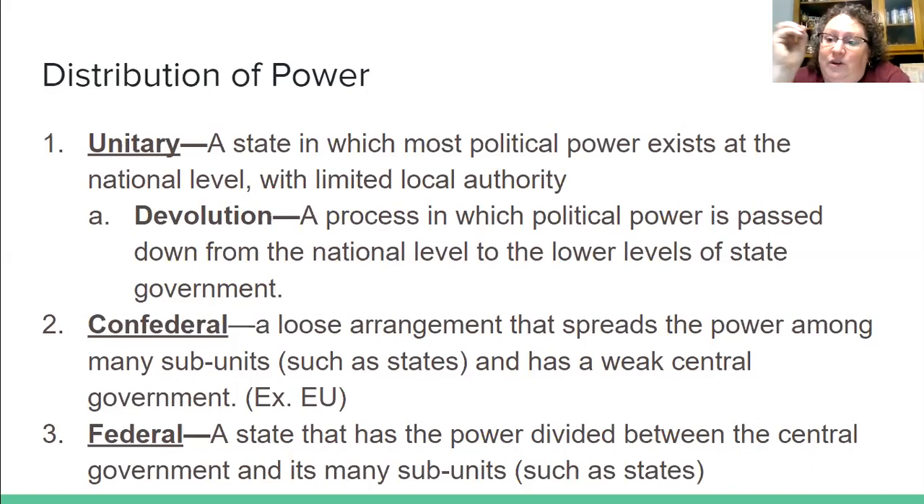Now, if I'm a unitary state and I've got all this power in the national government and my regional governments have this little bit of power, I can give them more power. The way that I give them power is through devolution. So we have seen that the Welsh, the Irish, the Northern Irish, and the Scottish have all had their parliaments recognized. They have a certain amount of authority. Now, ultimately, they still answer to the British government, to the House of Commons in London. But they've been given a certain amount of power through devolution.